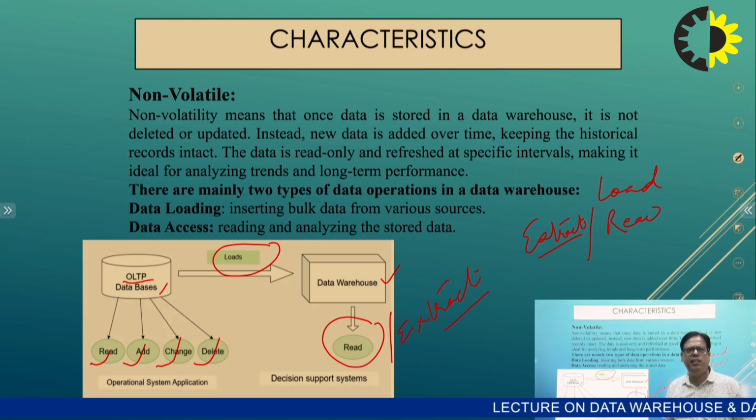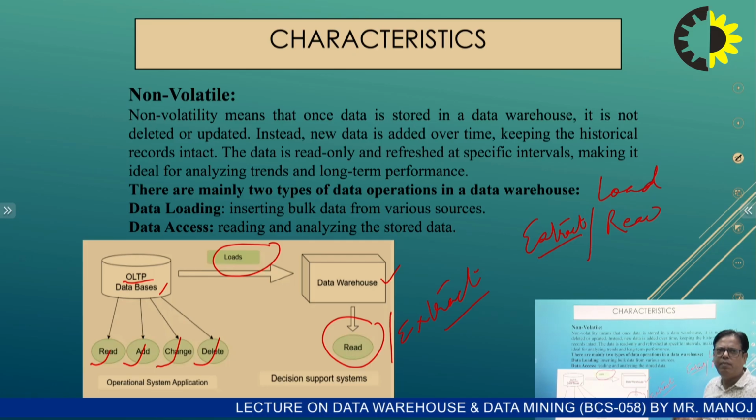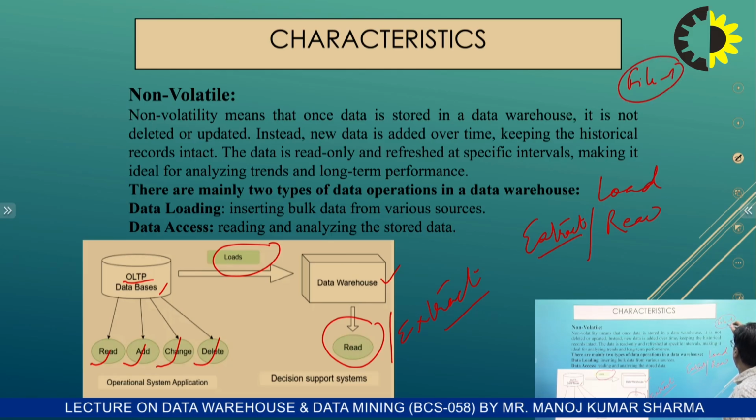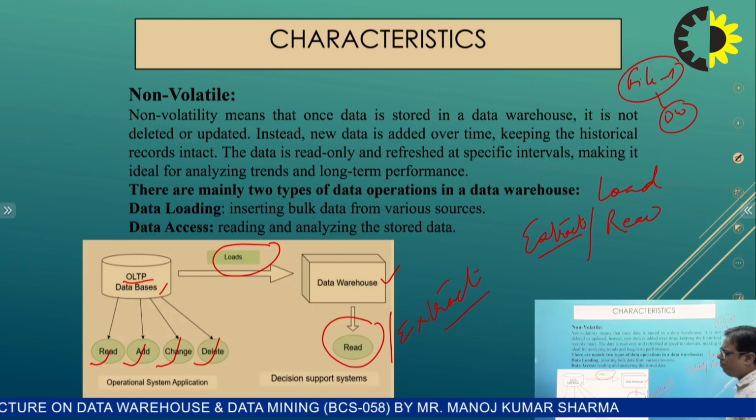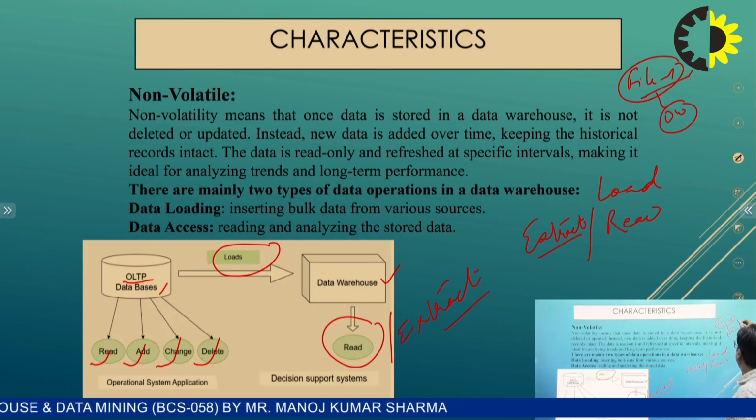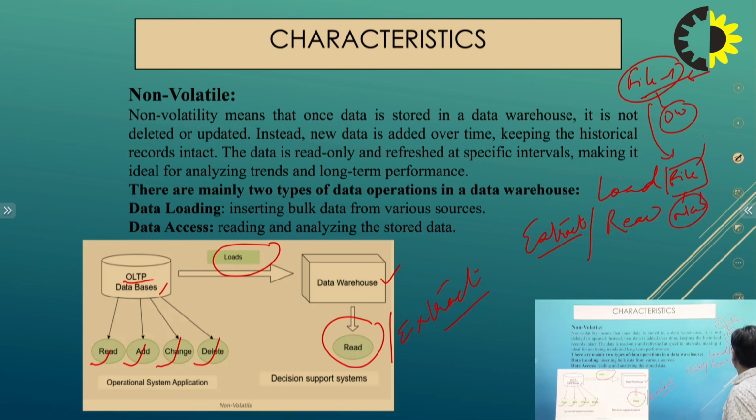So, non-volatile means that once data is stored in a data warehouse, it is not deleted or updated. Instead, new data is added over time. Suppose we have file 1 already stored in the data warehouse. If the user needs to make changes in file 1, the user cannot update or delete file 1. The user creates a new file, then this file is stored in the data warehouse. It means there are no updations allowed in the data warehouse.